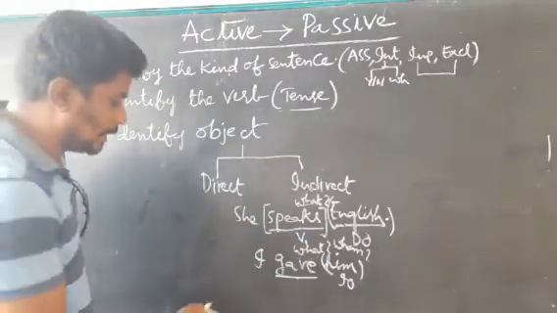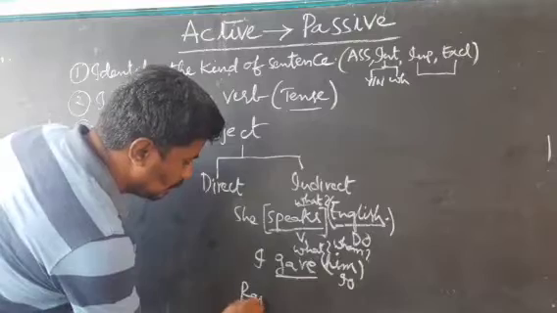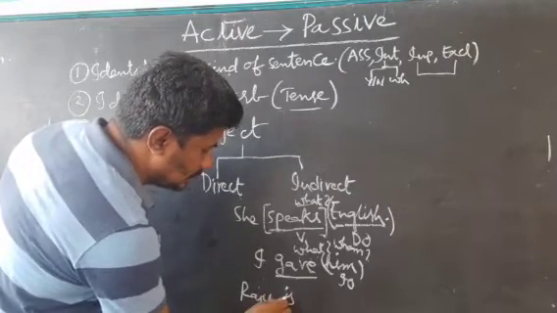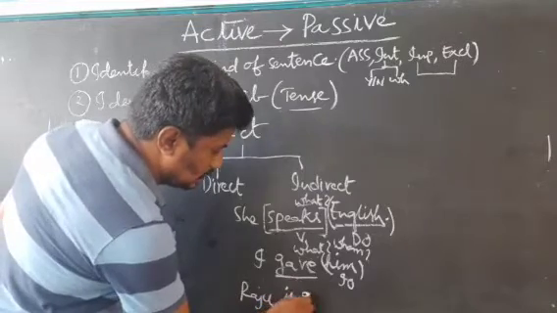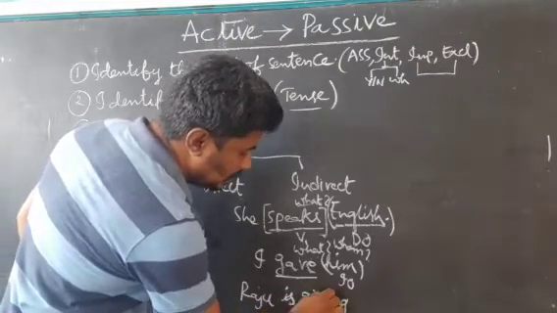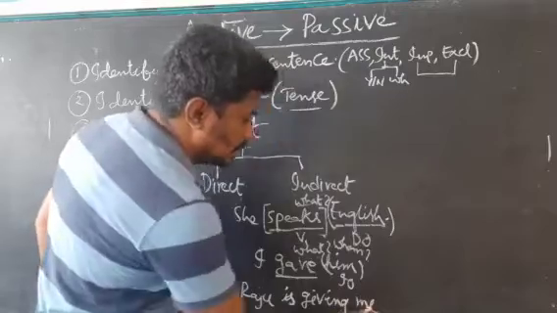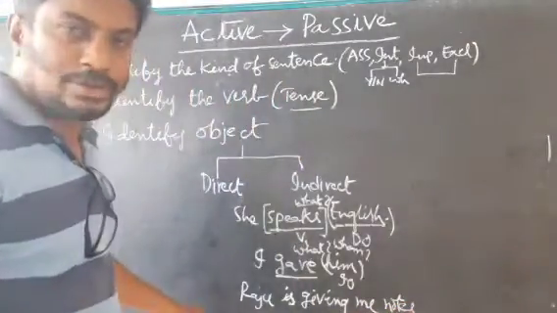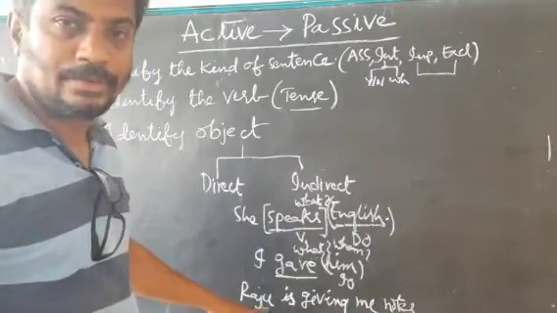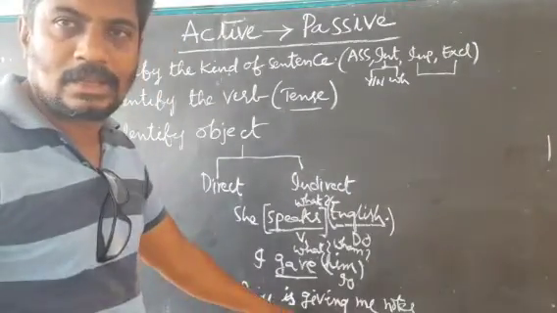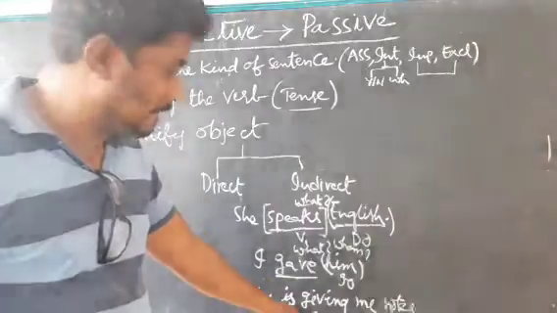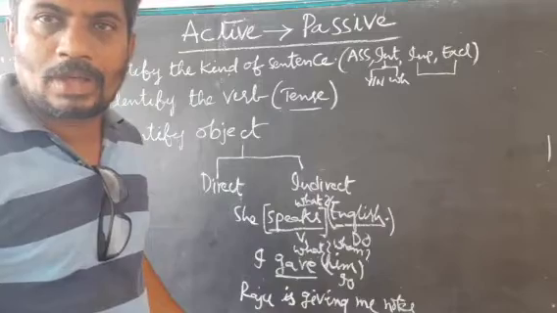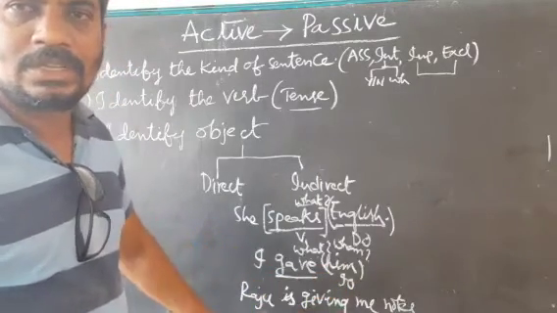But in some cases, for example, Raju is giving me notes. Raju, R-A-J-U, is, I-S, giving, G-I-V-I-N-G, me, M-E, notes, N-O-T-E-S. Raju is giving me notes. Study this sentence.